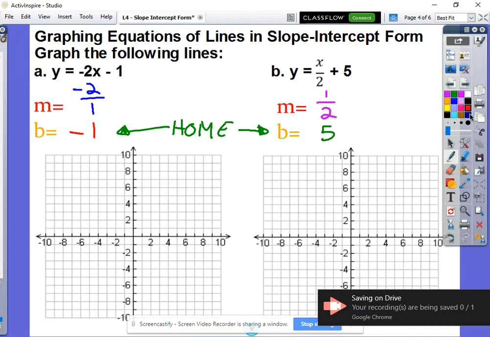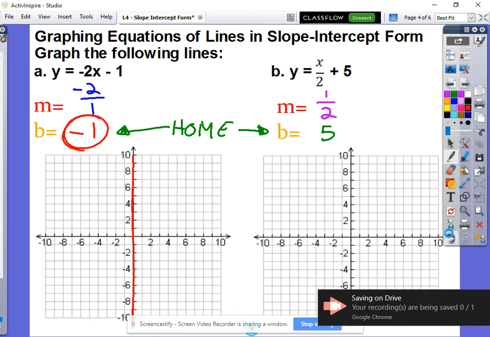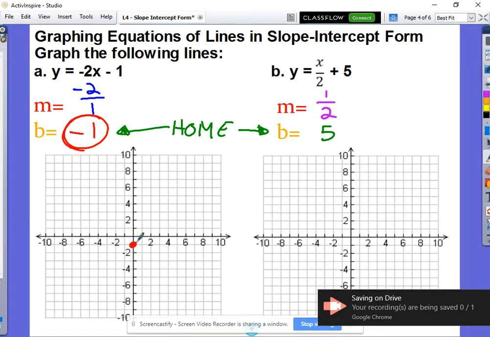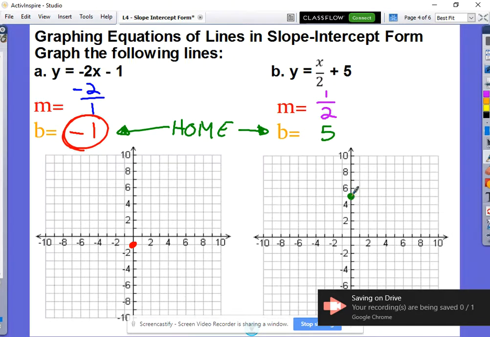So in this first graph, my b value is -1, which means I'm going to go down on the y-axis, not the x-axis, but the y-axis, and I'm going to plot my very first point at y equals -1. That's where we begin our graph. It has to start at home. All right, so then come over here and do the second one with me as well. Where would this graph begin? This graph should begin at +5. Our y value is +5. So your y value begins there.